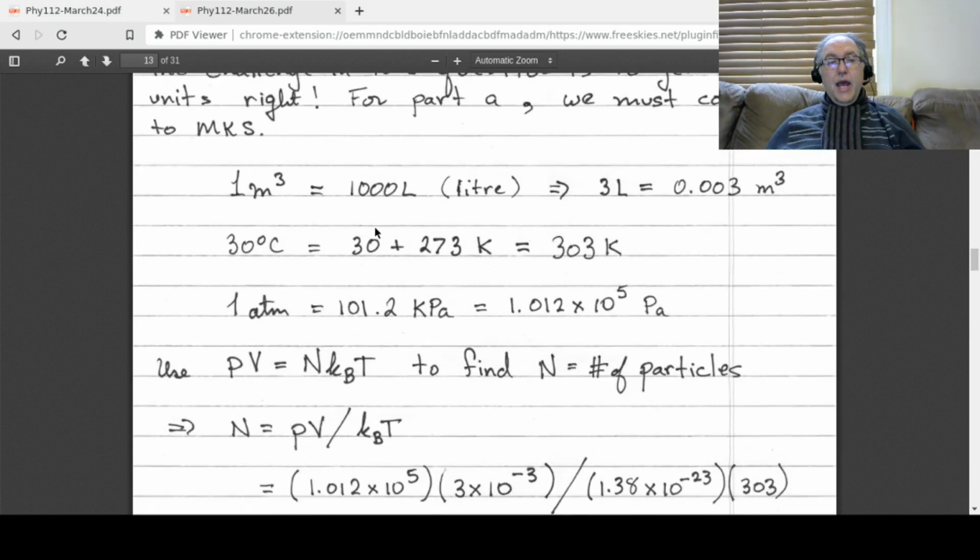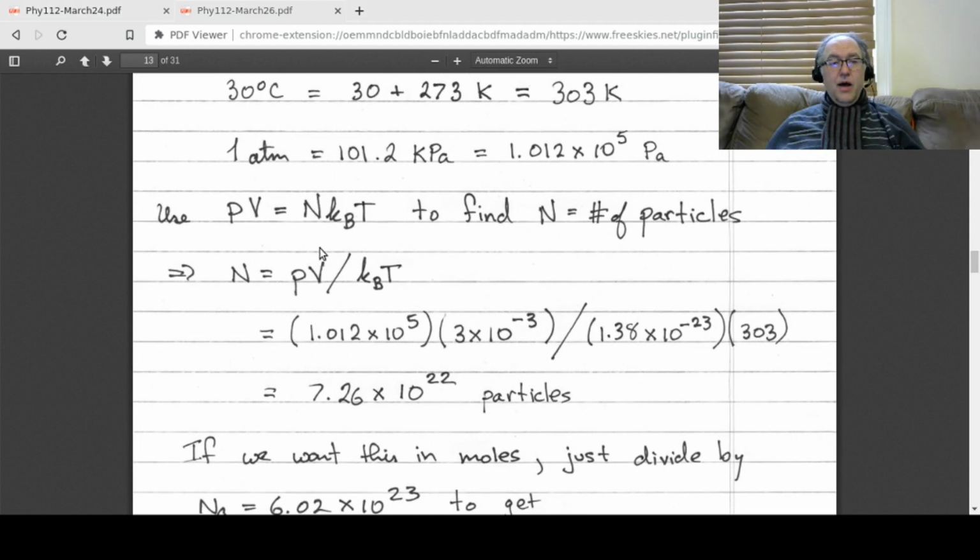To solve the problem, we're going to use this other form of PV equals nRT. That is, PV is equal to N k Boltzmann times T, to find capital N, which is the number of particles. Rearranging it, we get N as PV over k Boltzmann T. Plugging in the numbers, crunching it through your calculator, you find that you have in this gas 7.26 times 10 to the 22 particles. And again, I'm saying particles because I don't know if they're atoms, like helium or neon, which are just individual atoms flying around, or a diatomic gas like N2 or O2. But they're just the individual particles that are flying around, smacking into the walls of the container.